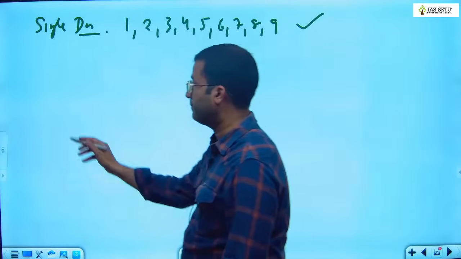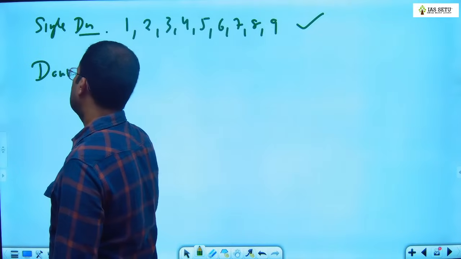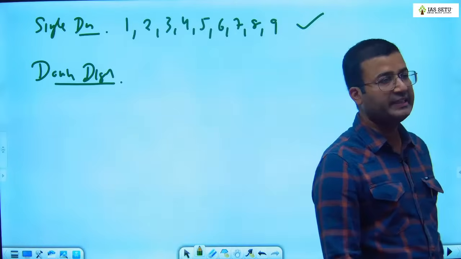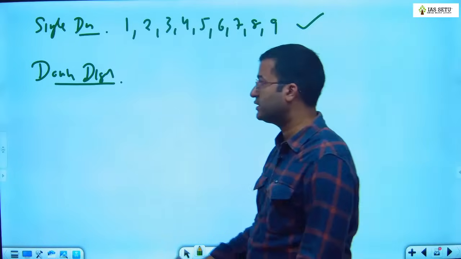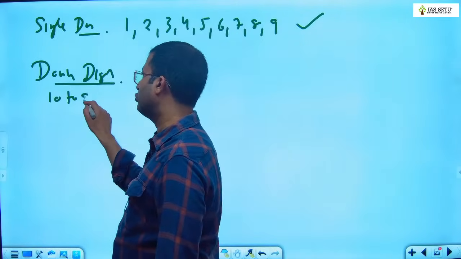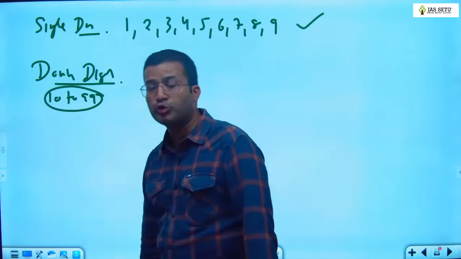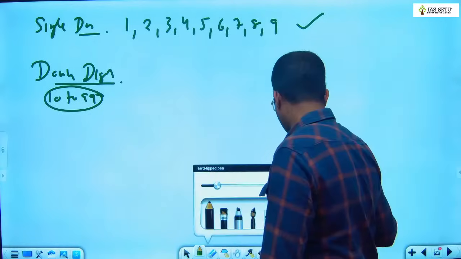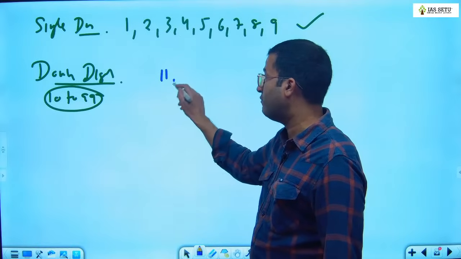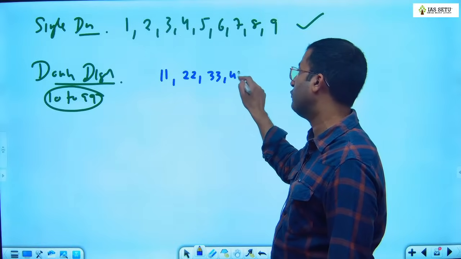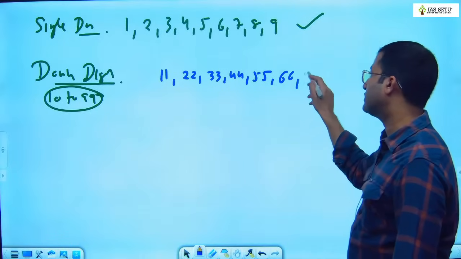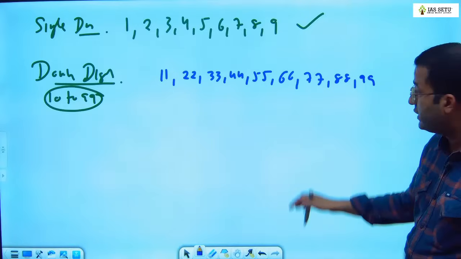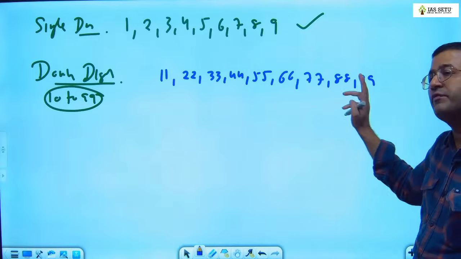Then double digit. Tell me, how many double-digit numbers are there? 90. There are a total of 90 double-digit numbers, from 10 to 99. But out of this, how many numbers are there where we have repetition of digits? In which numbers is there repetition? 11, 22, 33, 44, 55, 66, 77, 88, 99. Out of 90, there are 9 numbers where we have repetition of digits.